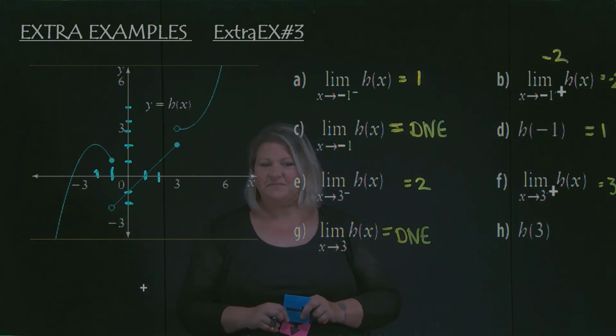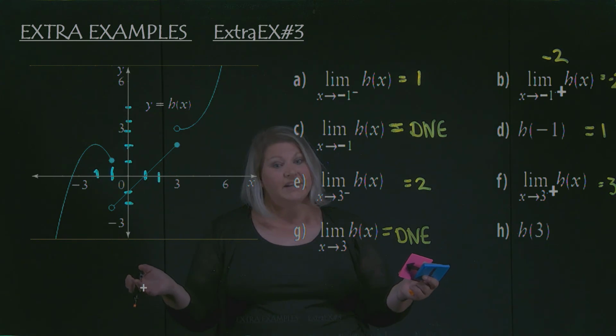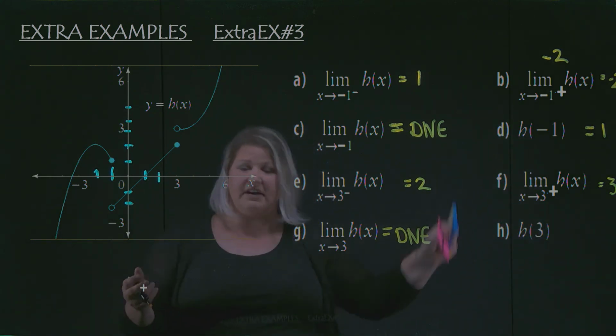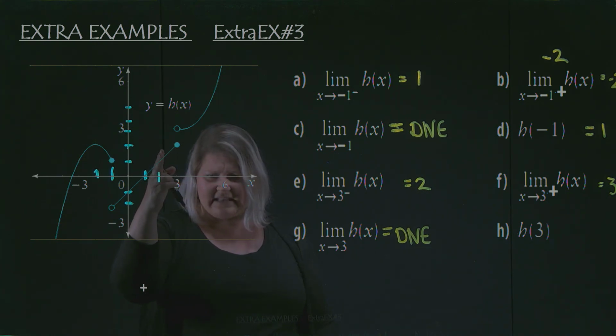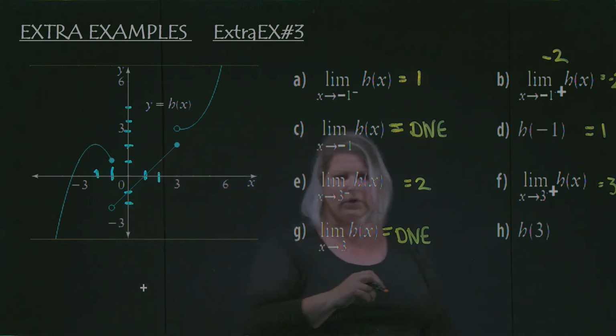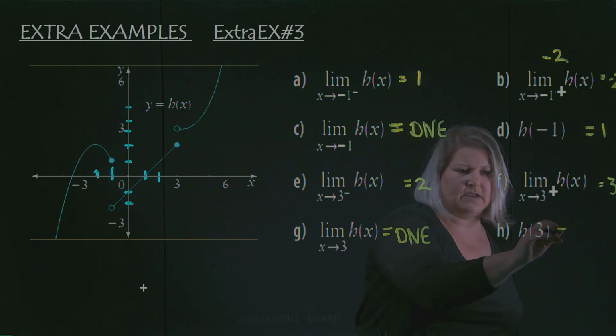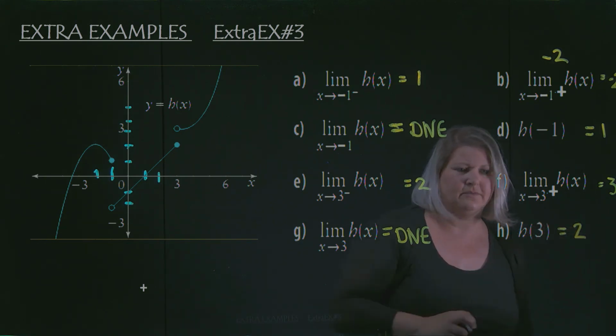Does not exist. And then what about h of 3? This is just plain Jane function stuff. Well, here's h of 3. Follow it up to see where the dot is, and that one's going to take me to 2. So this one is going to give me equals 2.